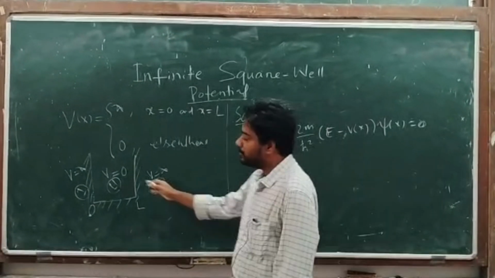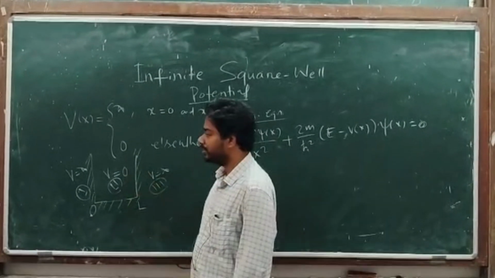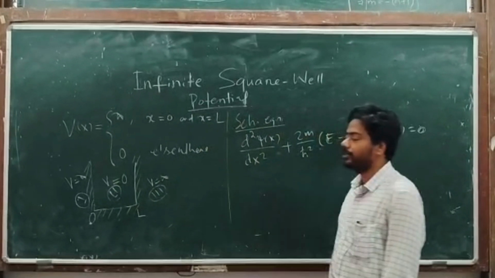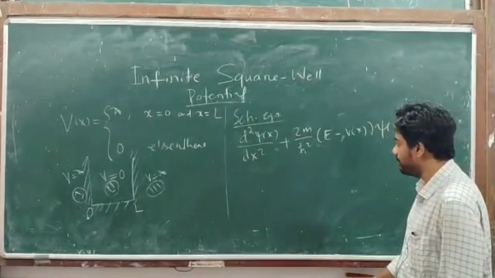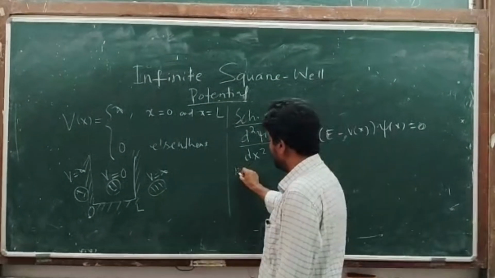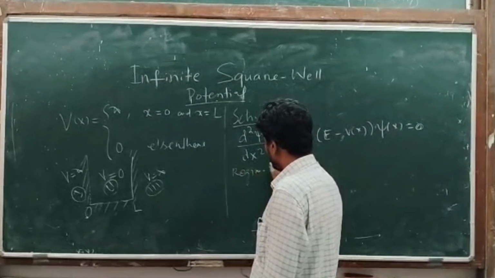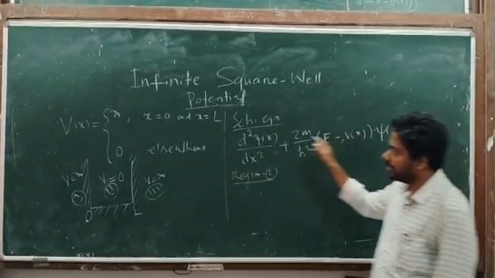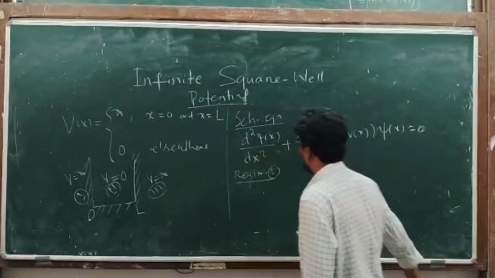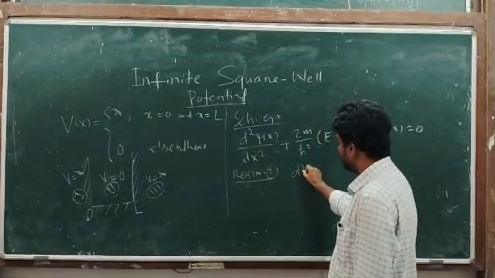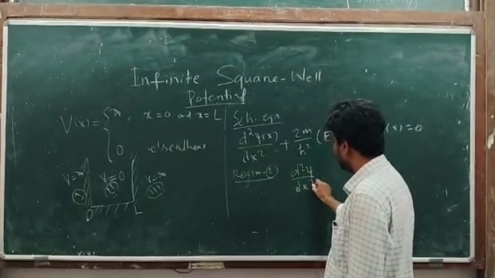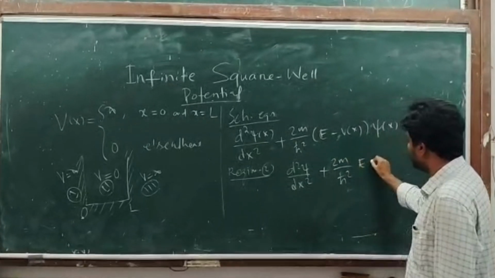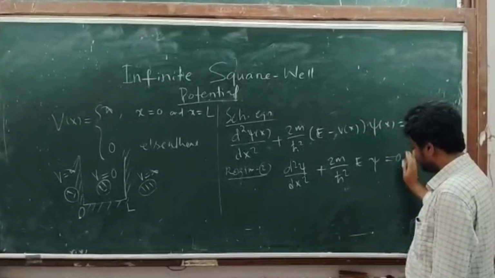But we will see that the particle is not completely free in this region, because with the boundary conditions we will see later how the energy levels are quantized. So for region 2, you can write this equation, which simply gives rise to V of x equal to 0, as I mentioned here. Now this will be simplified like this.